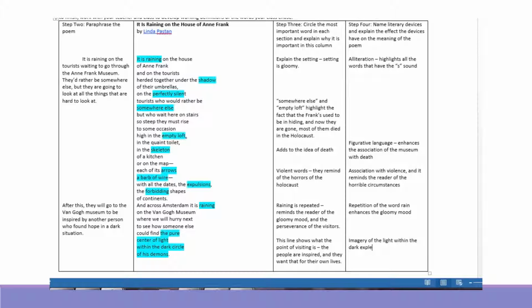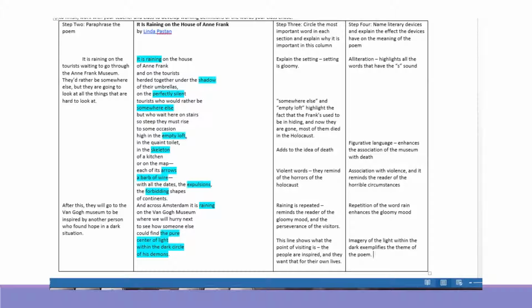I'll say exemplifies. There's a fancy word, right? Exemplifies just means provides an example of, so it's not that fancy, but it sounds cool. Use it in your short answer. Your teacher will go nuts, like, whoa, exemplifies, you get an A, good job. So the imagery of the light within the dark exemplifies the theme of the poem, right? It just captures the main idea really beautifully. If we picture the pure center of light within the dark circle of the demons, it's kind of a cool idea.